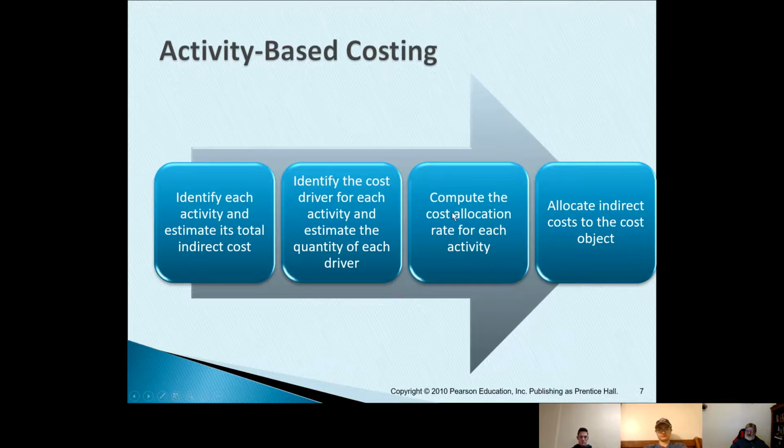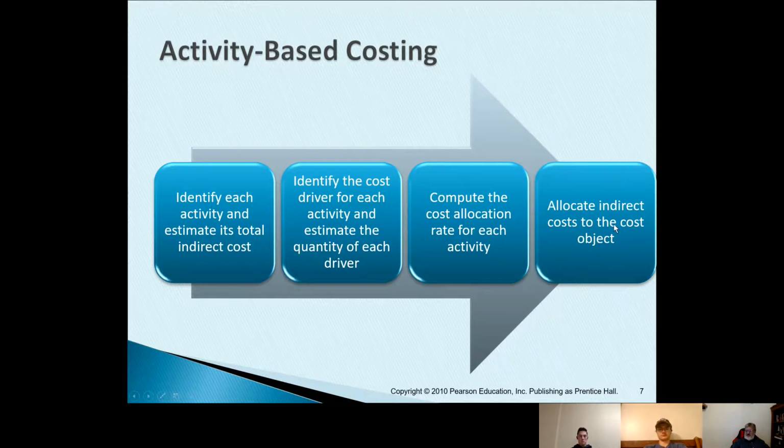Okay, so we have to then compute the cost allocation rate for that activity. Remember, it's the total cost divided by the number of times that we do it, gives us the cost for one. Make sense? You guys still tracking with me?